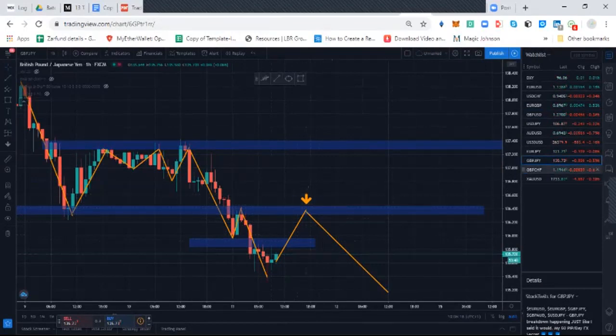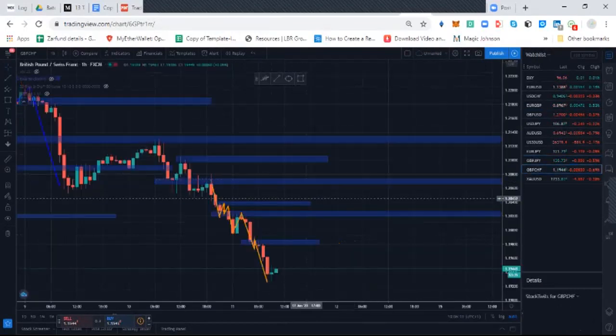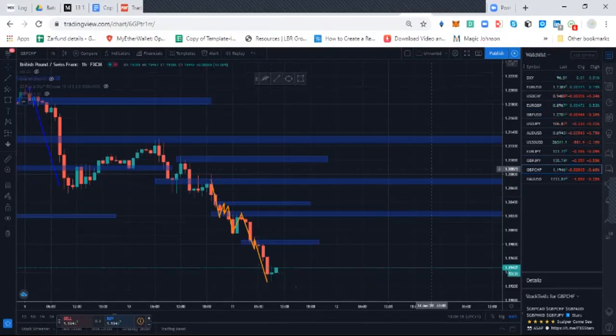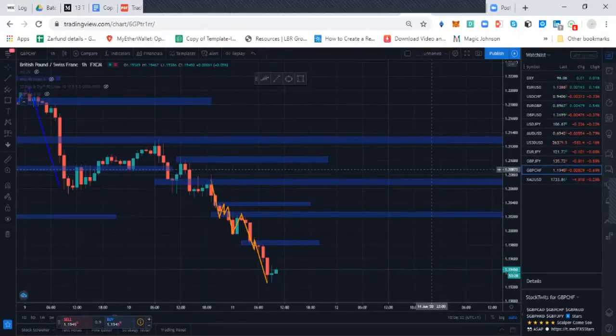All right, so let's look at GBP CHF. And guys, as I do this, if you think we should treat any other pair, just let me know in the comments, or let me know in the chat. I will do that as well.